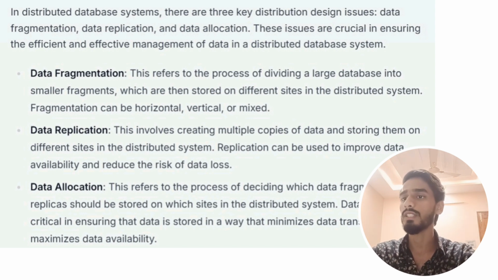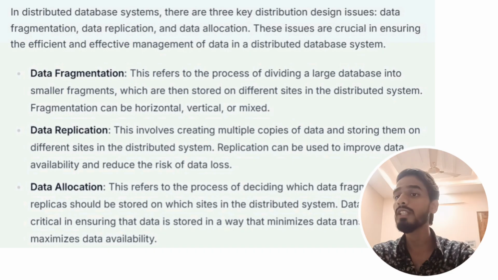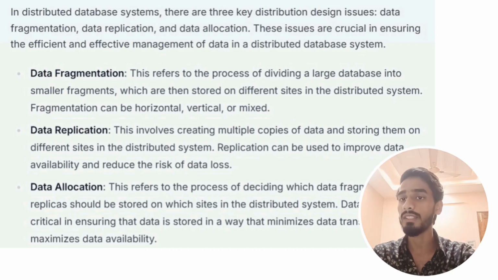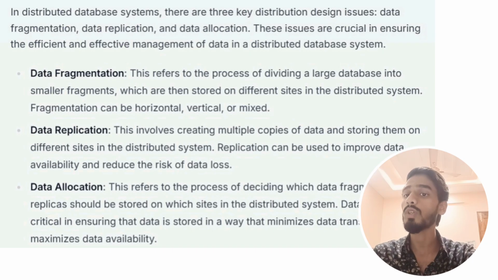Data fragmentation. This refers to the process of dividing a large database into smaller fragments, which are then stored on different sites in the distributed system. Fragmentation can be horizontal, vertical, or mixed. Next is data replication. This involves creating multiple copies of data and storing them on different sites in the distributed system. Replication can be used to improve data availability and reduce the risk of data loss.